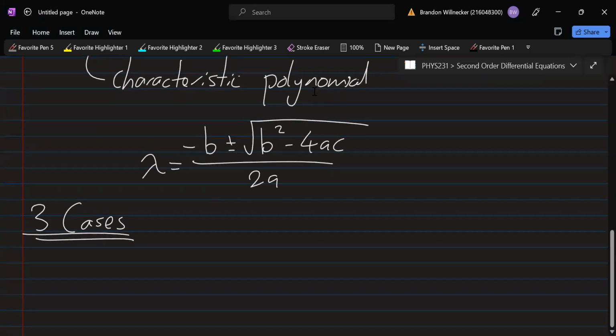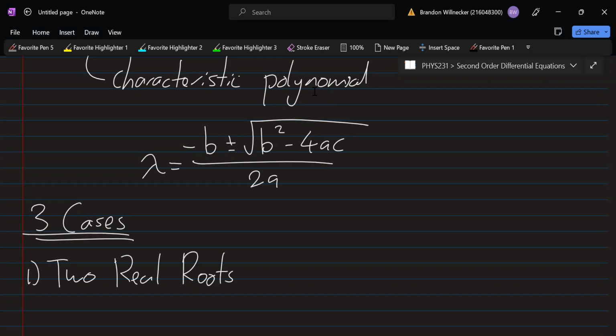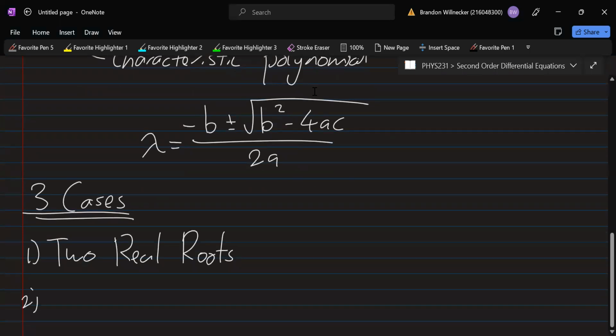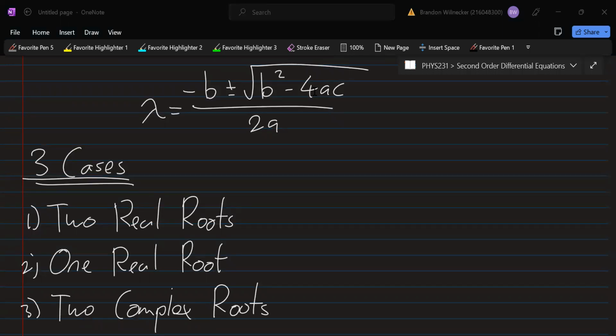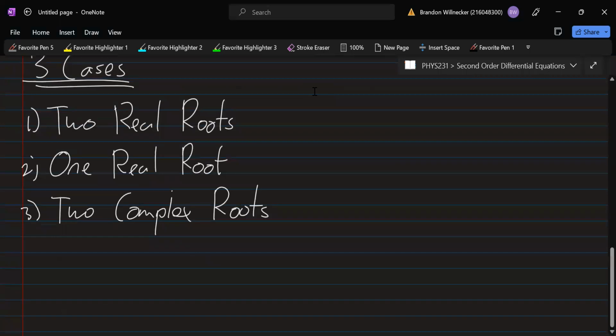Number 1, we can have 2 real roots, that's if the discriminant is greater than 0. We can have 1 real root if the discriminant is equal to 0. And number 3, we can have 2 complex roots if the discriminant is less than 0. Okay, so let's go through these cases one by one to see what happens to our solution.